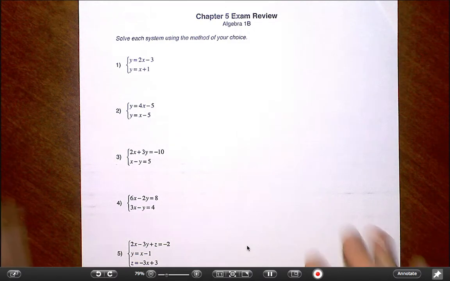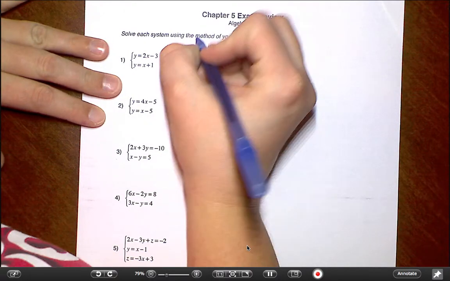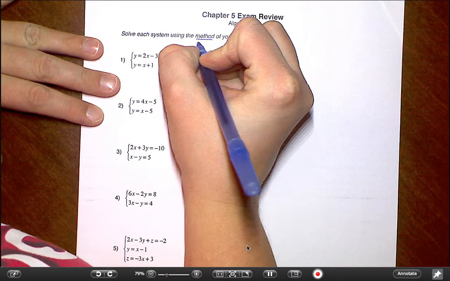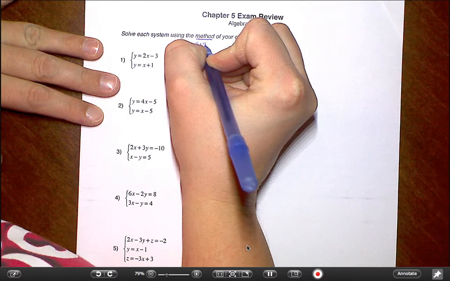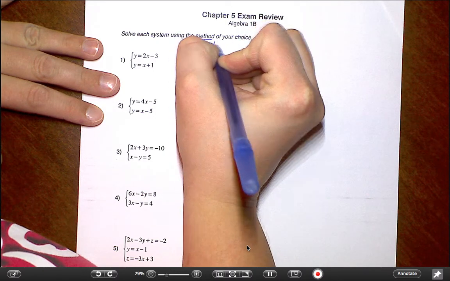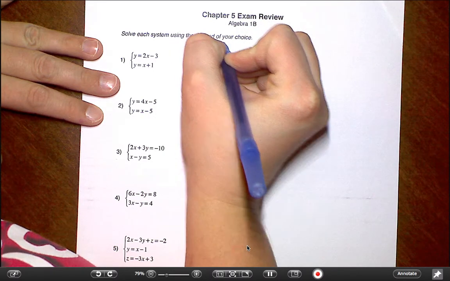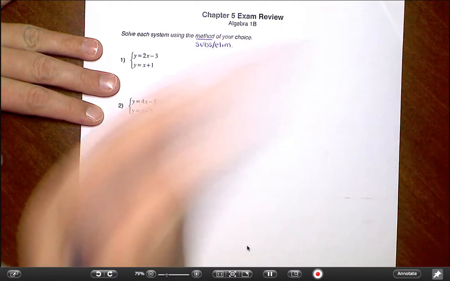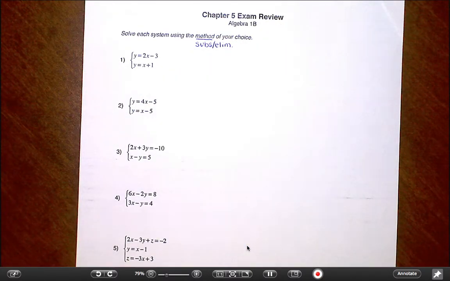And up here where we say using the method of your choice, remember the two methods we're referring to are substitution and elimination. You can choose whichever one works best for you, and you may choose differently than what I'm about to choose. I tend to look at a problem and just decide which one's easier for each individual problem, so you'll see me hopping back and forth.